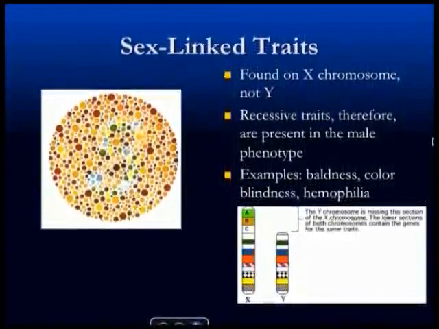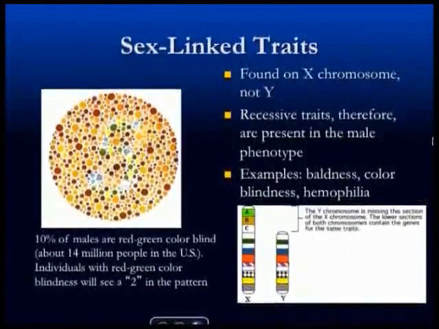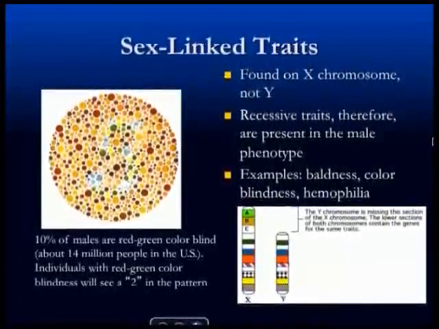You're not supposed to tell other people your answers. Most of you say five? Yeah. Most of you say five. All right. 10% of males in the American population are red-green colorblind. It's about 14 million in the U.S. Individuals with red-green color blindness will see a 2 because they can't discern the blue and the green that make up the 5.